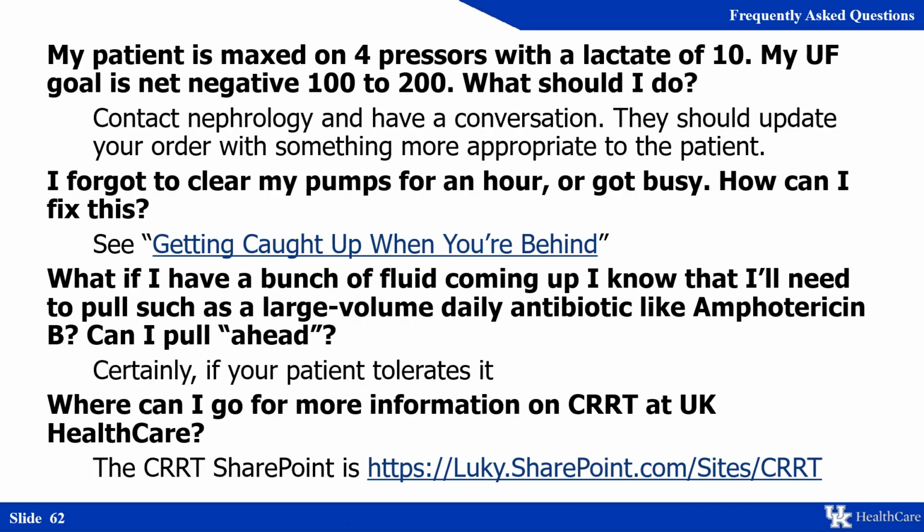Next question. My patient is maxed on 4 pressors, their lactate is climbing, and their UF goal is pretty ambitious with a net negative 100 to 200. What should you do? Don't try and pull that, but don't just ignore it either. Call nephrology, or your primary team can call nephrology for you and get them to update that UF goal. We obviously want to do something that is safe for the patient, but we also need to follow our orders, especially with Joint Commission. All right, if I forgot to clear my pumps for an hour or I got busy, how can I fix it? There's a section that we already covered called getting caught up when you're behind.